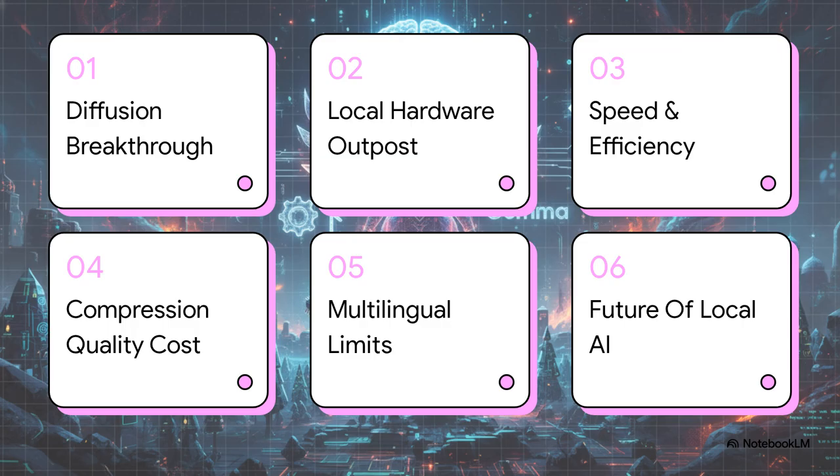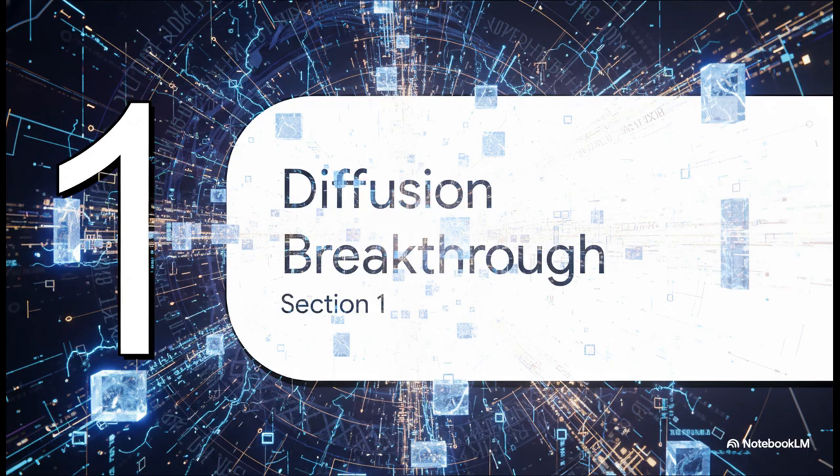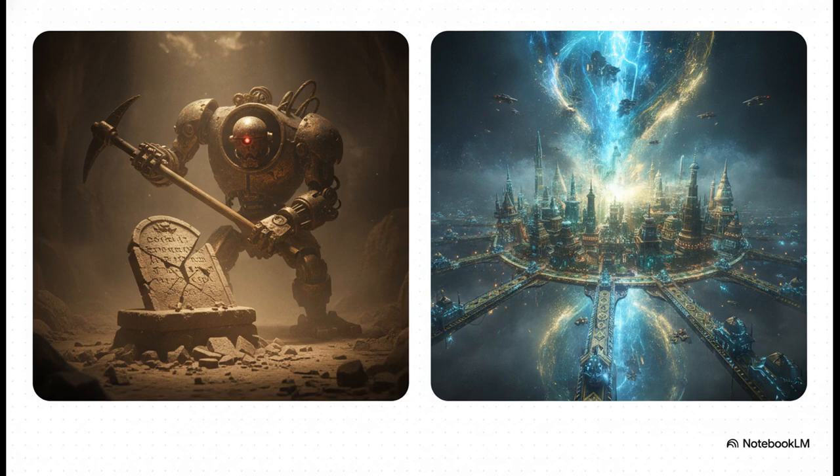Let the magic begin. Section 1, the diffusion text breakthrough. We begin our deep dive here, exploring how this clever new model leaves behind the ancient fragmentary writing of the past. You know how traditional LLM architectures work? They generate text strictly one single word at a time. It is a bit like carving chaotic, ancient fragments, just one by one.